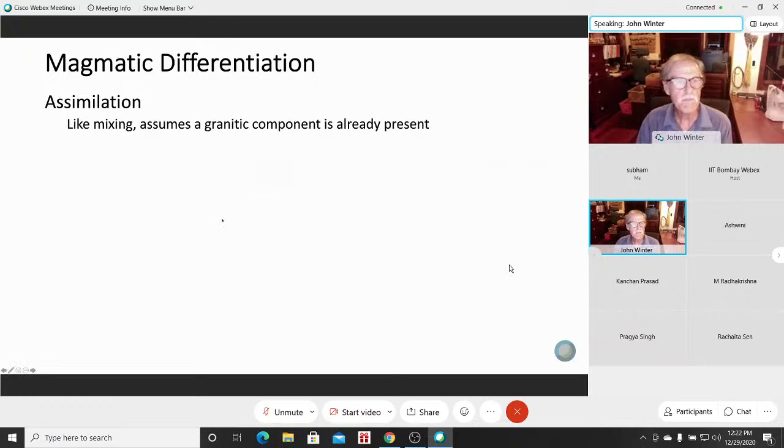Assimilation, in which a magma assimilates by heat some of the country rocks it passes through, is another way that you could pick up a granitic component, but like mixing it assumes that that granitic component is already there. It's not going to help you create that from your basalt.